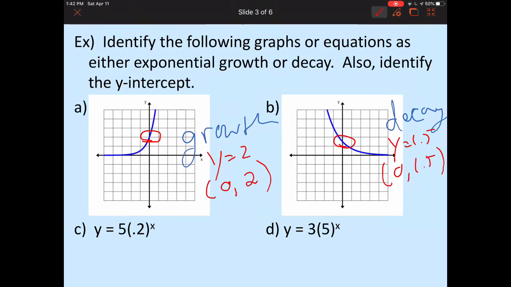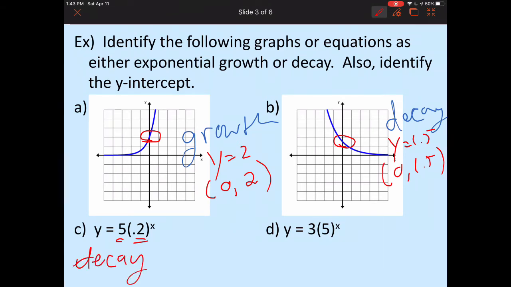So here, this is just an equation without the graph. When you look here, here's your initial value, which gives you your intercept, and here's the base, determining if it's growth or decay. Now, if it's growth, it'll be above 1. If it's decay, it's between 0 and 1. So this seems to be below 1. It is below 1, so this is decay.